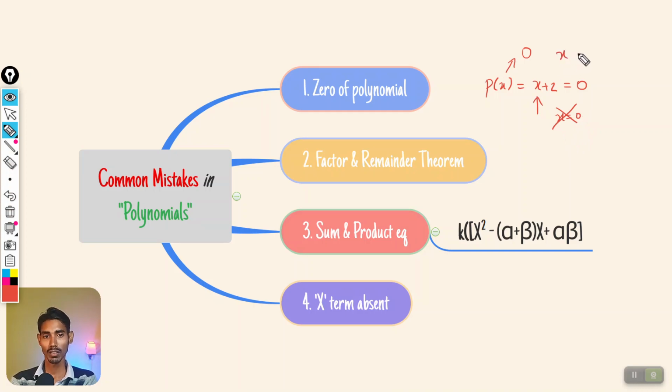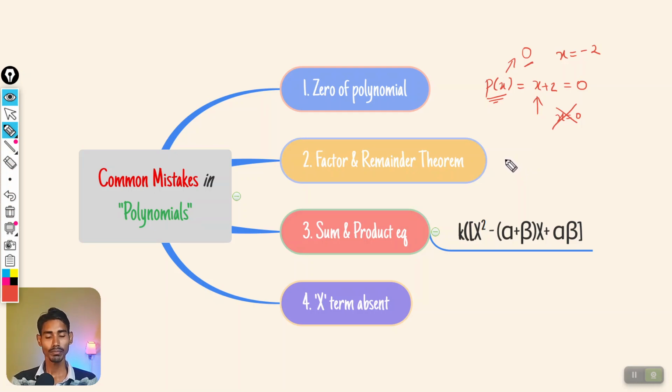For this example, we'll get x equal to minus 2. That means x was not 0, the polynomial value was equal to 0. That's the meaning of zero of a polynomial. And something related to the same concept is the factor and remainder theorem.